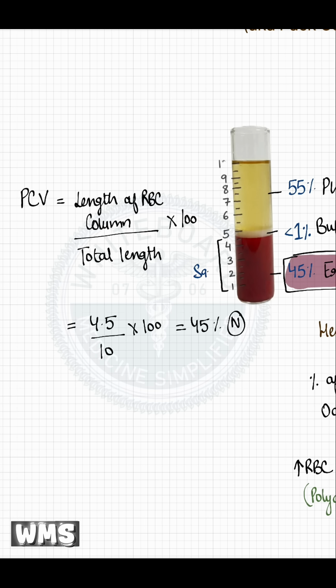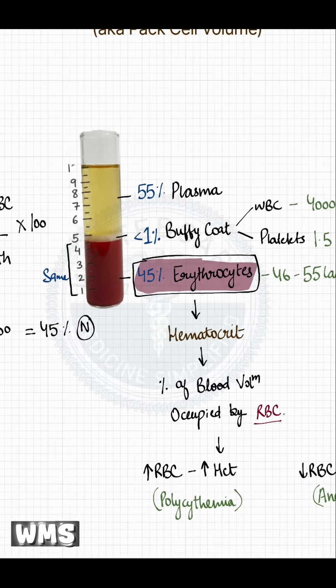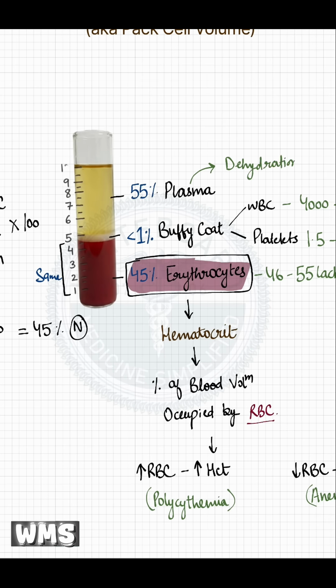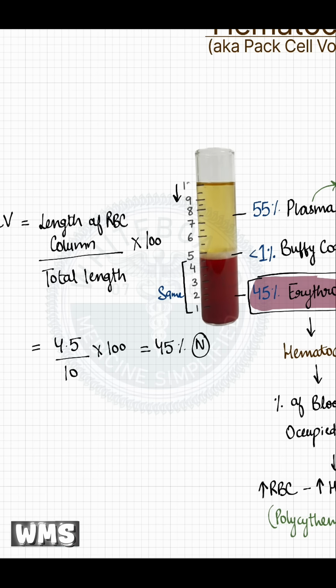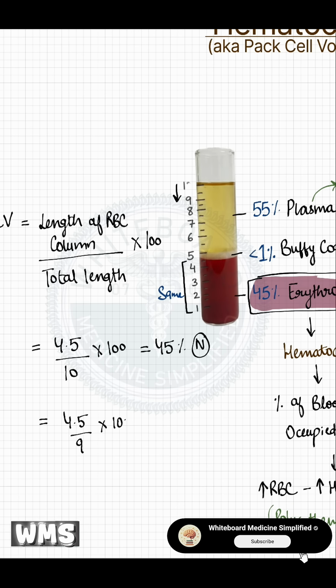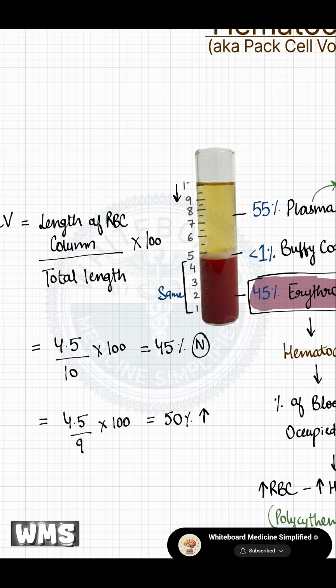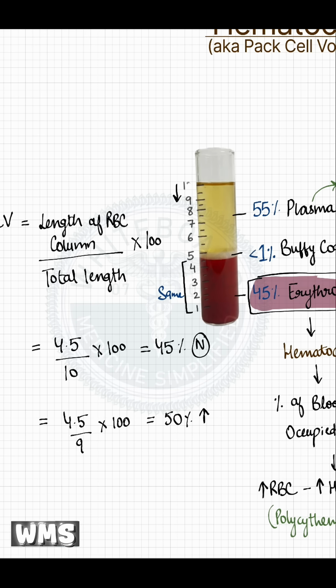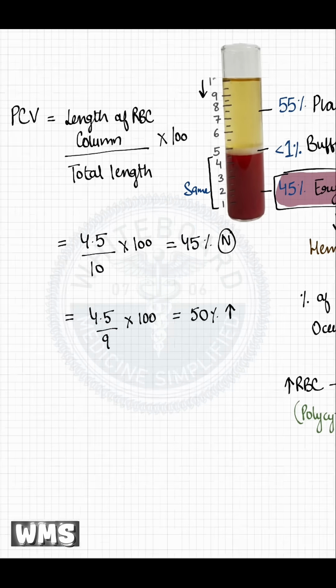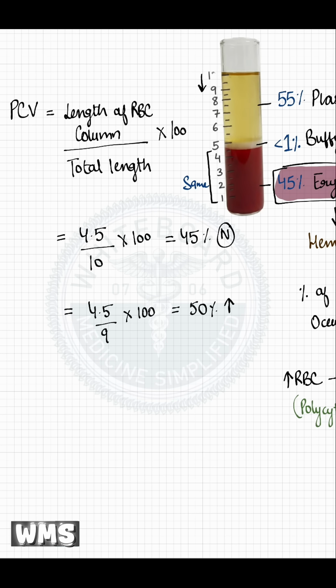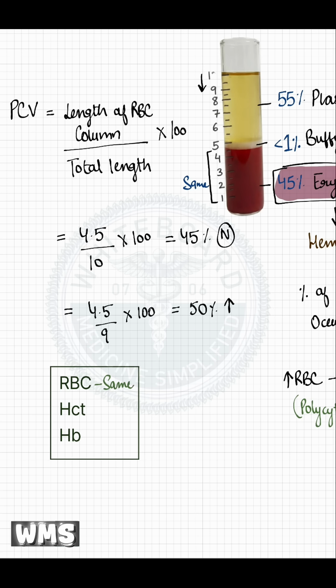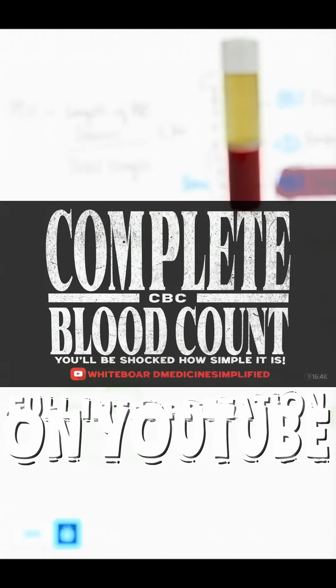Suppose RBCs stay the same but plasma volume decreases, for example in dehydration, and now the total length of the column is decreased to 9 but the RBC column remains the same. Now in this case the PCV is increased even though the actual number of RBCs did not increase. So that's why we always interpret hematocrit together with hemoglobin and RBC count to know whether the change is due to actual RBC loss or just a change in plasma volume. So in the above case, the RBCs remain the same, the hematocrit increases, and hemoglobin is also increased.